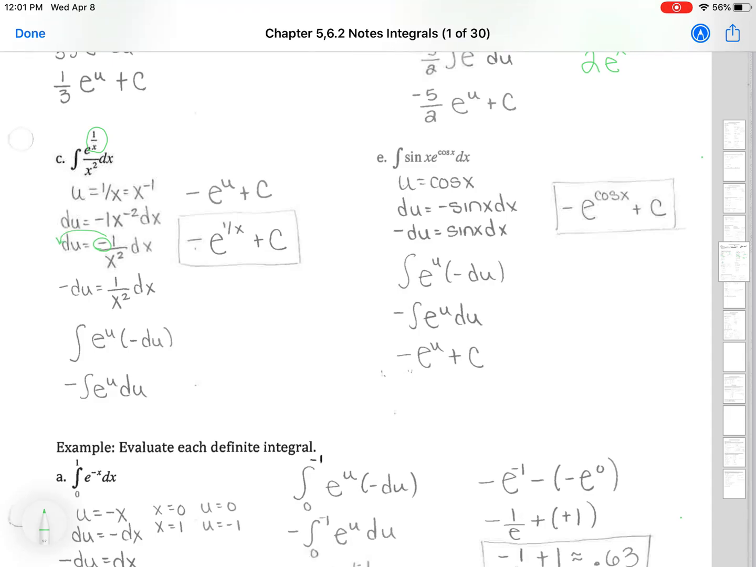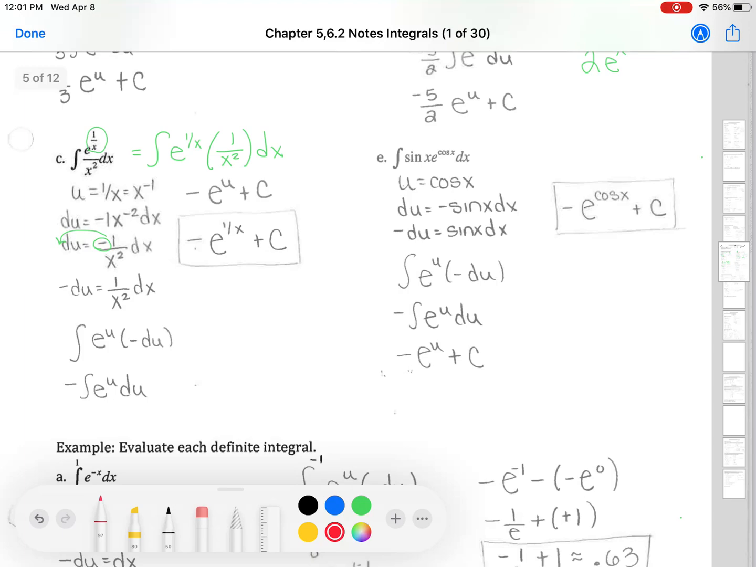And that is part of the question because that x squared is in the denominator of the original function. The only piece that is not needed is this negative, so we're just going to bring that to the left-hand side. And when we sub everything back in, we have the integral of e to the u, and then basically the 1/x squared dx is negative du. Now, if that's difficult to see, what you could also do is rewrite the question. So we have e to the 1/x, and then that's being multiplied by 1/x squared dx.